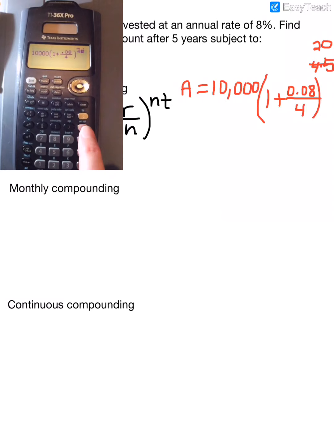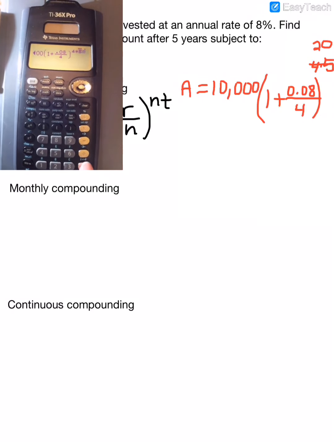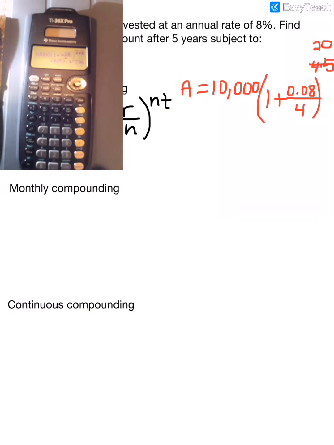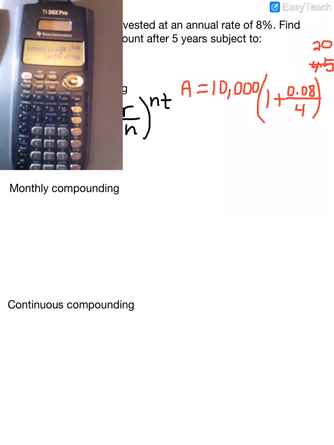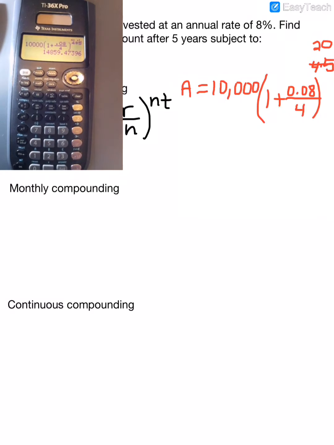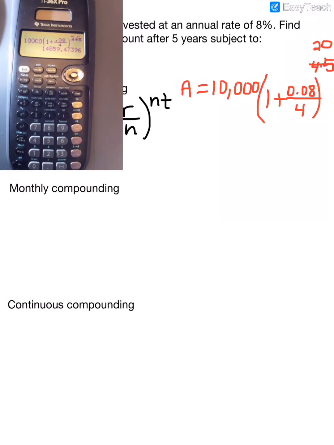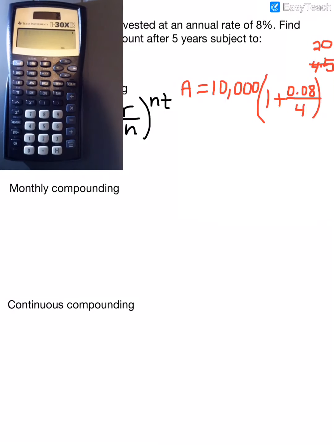And I can either press 4 times 5, or I could just put in 20, because 4 times 5 is 20 either way. And then I hit enter. Here's enter. And I get $14,859.47. Okay, so we're dealing with money, so we always want to round to the hundredths place, because that's how we deal with money.